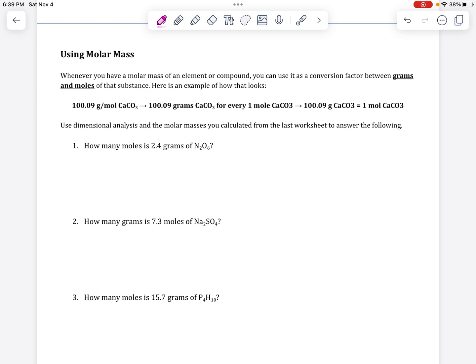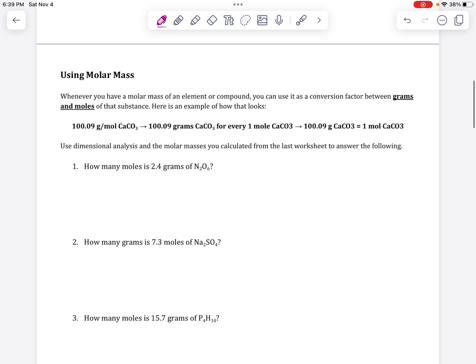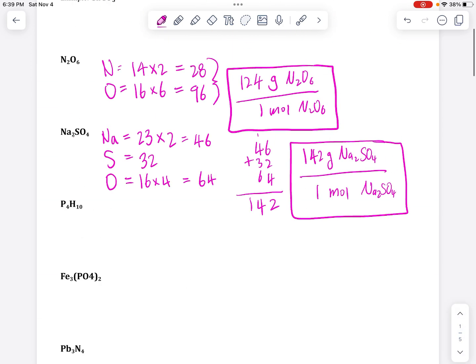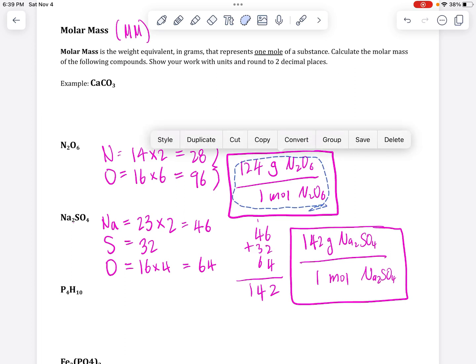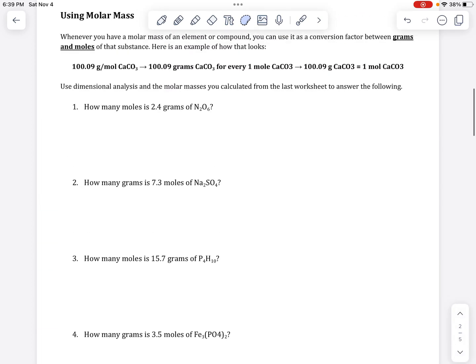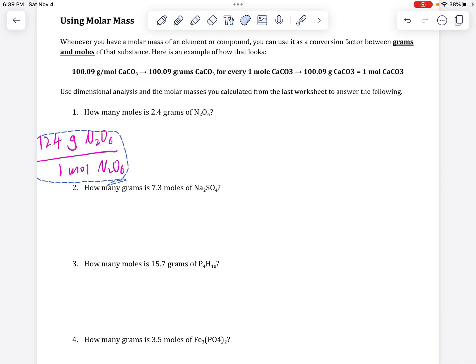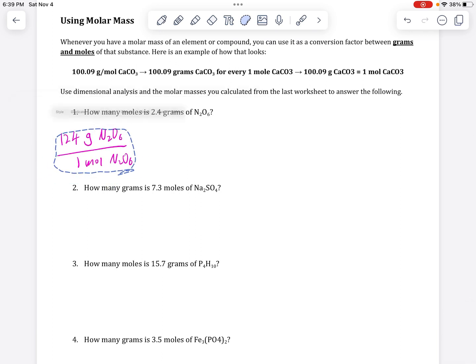How many moles is 2.4 grams of N2O6? Wait a minute. Didn't we just find the molar mass of N2O6? Yes, we did. So here's what I'm going to do. I'm going to copy this, and just going to paste it right there. Okay, so that is the molar conversion that I'm probably going to be using.